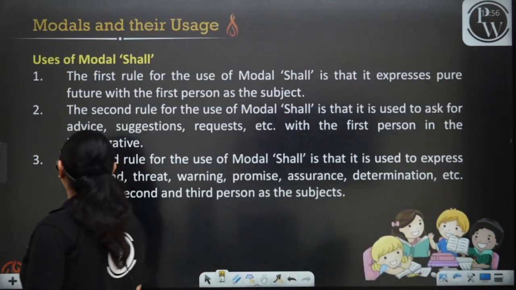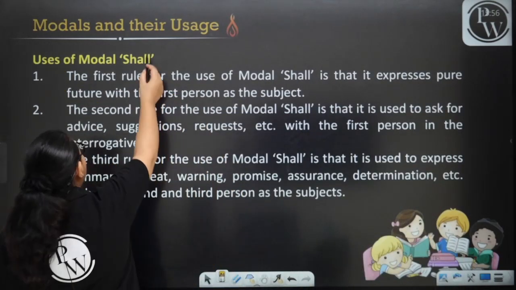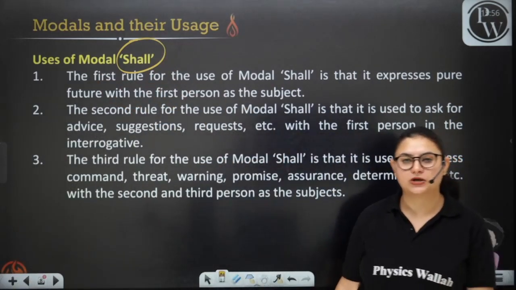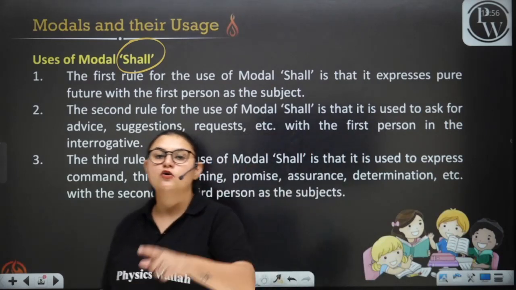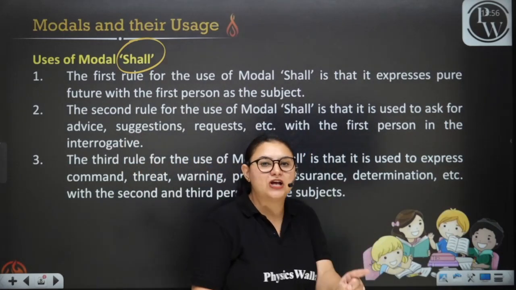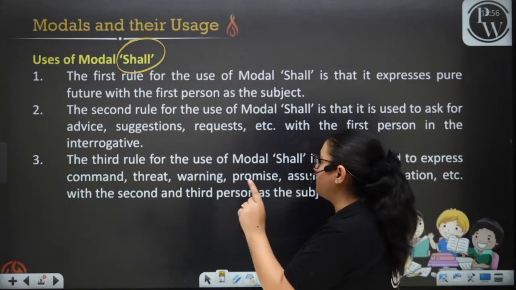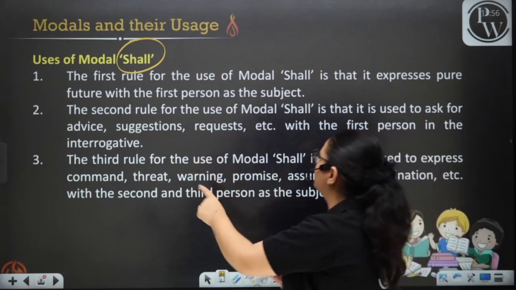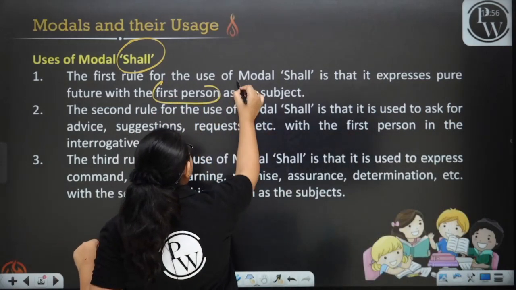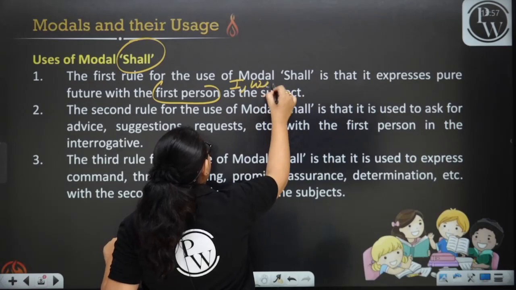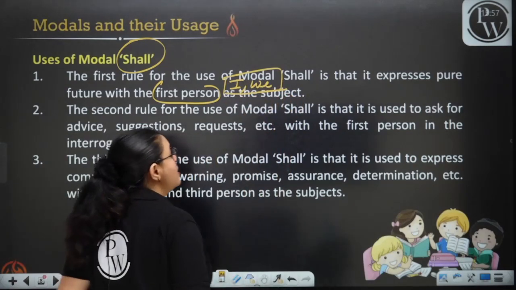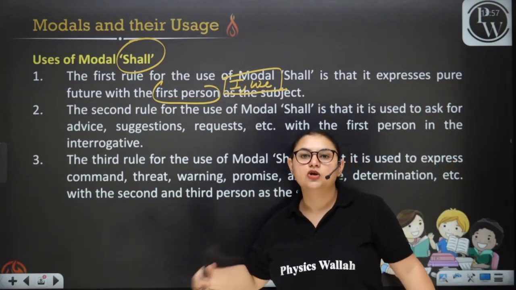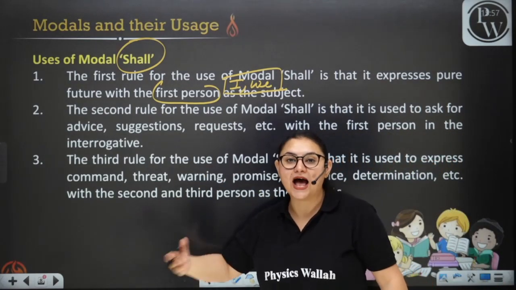Okay, let's move further. Uses of modal shall. As we learnt in the future tense, we use shall with the first person. We use shall with I and we. The first rule for the use of modal shall is that it expresses pure future with the first person, and the first person is I and we. When I and we are subject, then to express the pure future, shall is used.